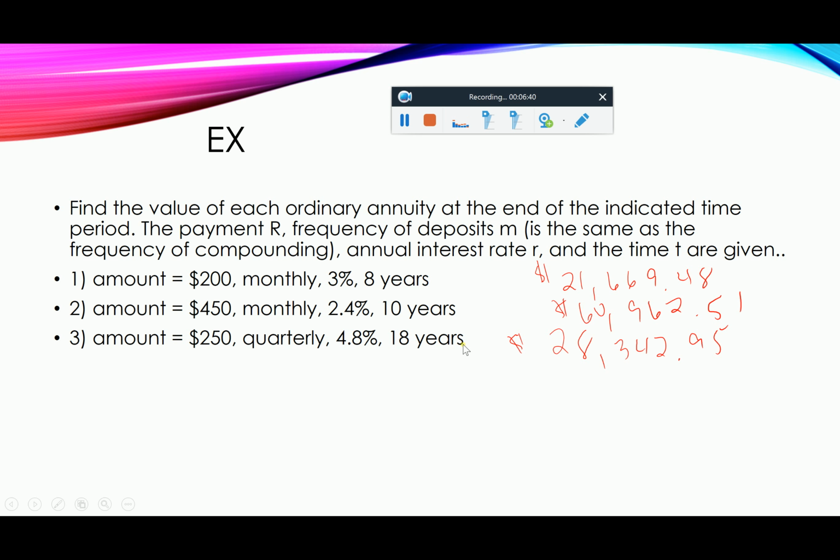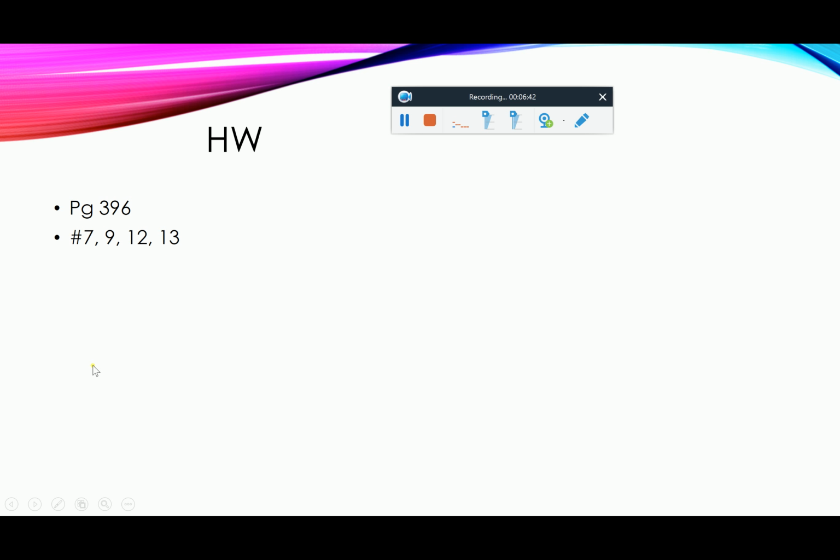All right, and then for homework tonight, I want you guys to practice these 4 problems. I'm not going to take them up for grade. These are just for practice. And that is it.